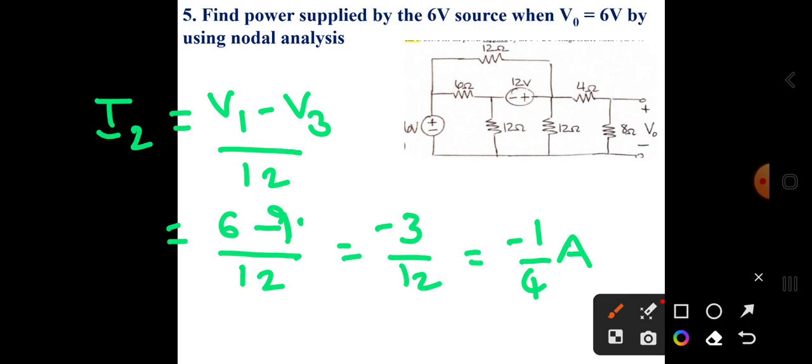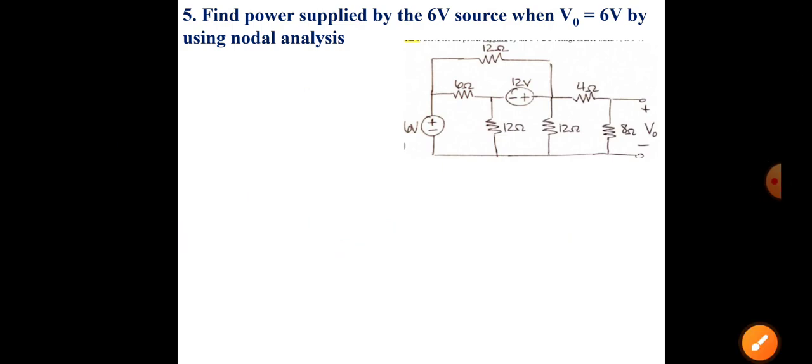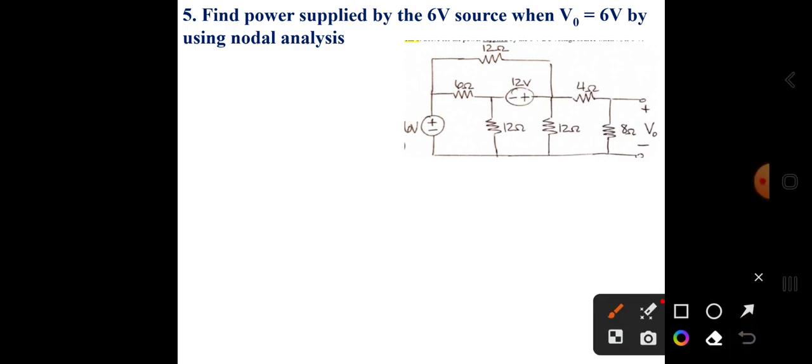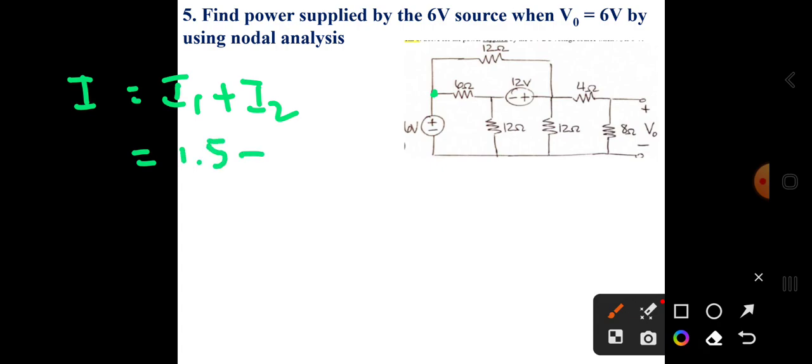But that is not my objective. I want to find I and hence the power supplied by the 6 volts. Then, let us apply KCL at node 1. I is equal to I1 plus I2. Here the value of I1 is 1.5 and I2 is minus 1 by 4. This will be 1.25 amperes.